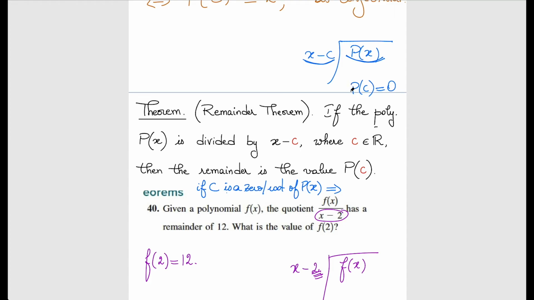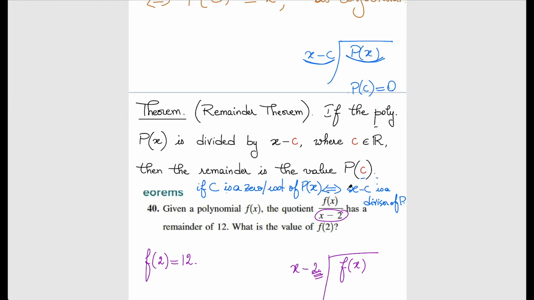Okay, so if c is a 0 or a root of p of x, then, according to what we just discussed, x minus c is a divisor of p, right? Of p, correct? Now, if you go backwards, now if you know that x minus c is a divisor of p, which means you know that the remainder is 0. And who's the remainder by the remainder theorem? It's the p of c. So what do you get? If you assume that x minus c is a divisor of p, you get that p of c is equal to 0, which means that c is a 0 or a root of p.